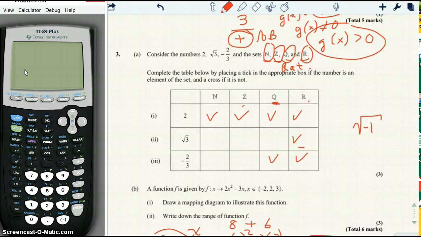And negative 2/3. Negative 2/3 is not an integer or whole number, so it's not a natural number. It's not an integer.